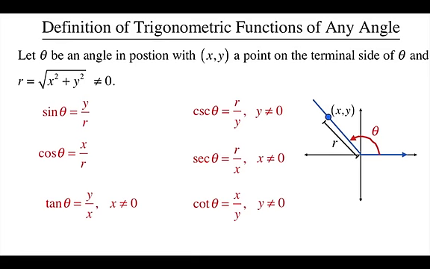Definition of trigonometric functions of any angle. Let theta, use the pen, let theta be any angle in standard position with (x, y) a point on the terminal side of theta, and r equals the square root of x squared plus y squared. And this cannot equal 0 because we would be undefined.